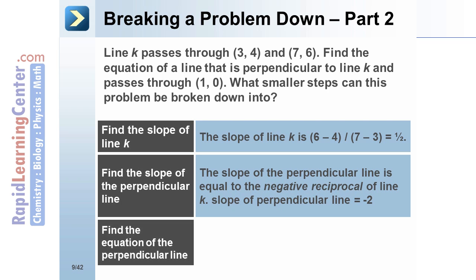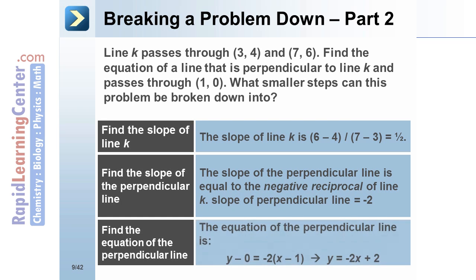Lastly, find the equation of the perpendicular line by plugging point (1, 0) and the slope into the point-slope equation. Simplify to get the equation of the line: y equals -2x plus 2.